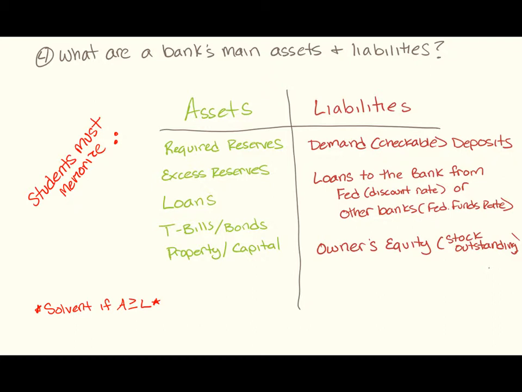On the liability side of things, there's a lot less to know. The big liability that banks, all depository institutions, are going to incur is demand deposits. Sometimes these are called checkable deposits. Students need to understand that these demand deposits are a liability to the bank because they represent money the bank is going to have to pay back in the future. When people put their money in the bank, they're going to demand that money back at some point, and the bank doesn't know exactly when.